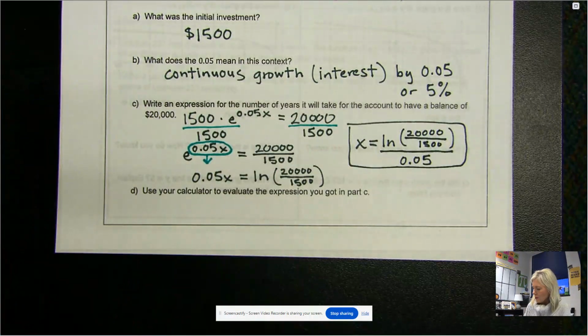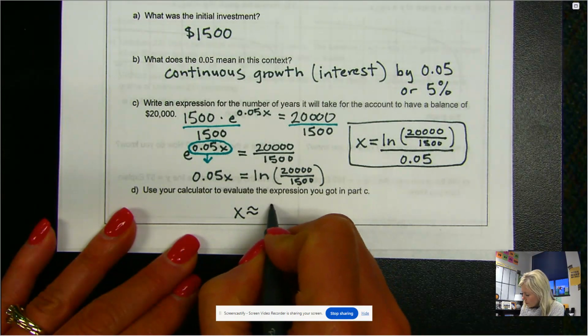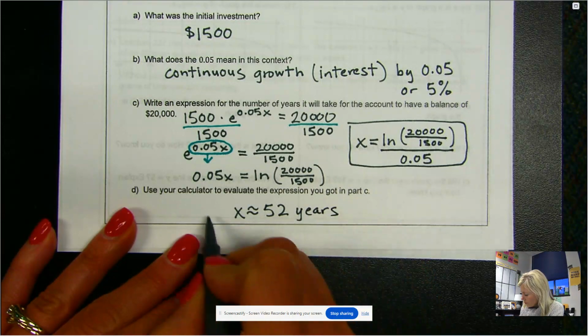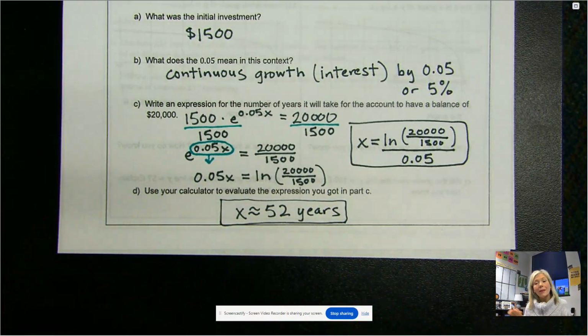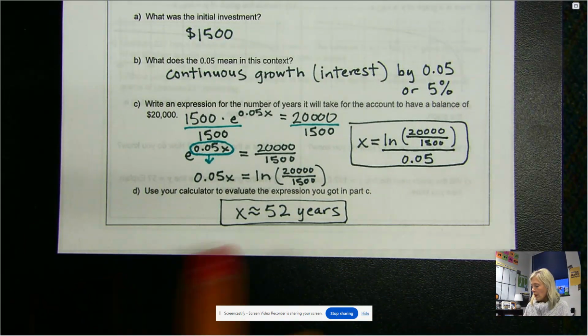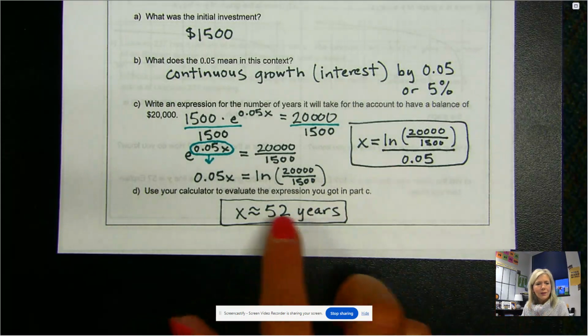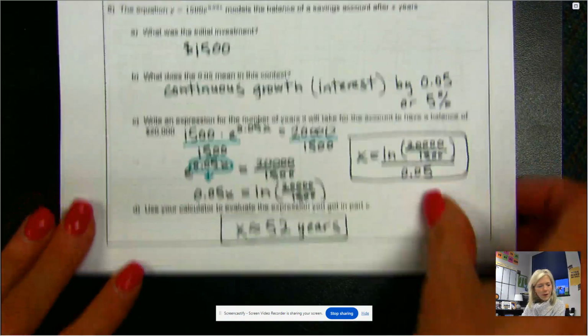51.8, so I'm going to say about 52 years. It doesn't say how to round it, so I could make that choice myself. I have all the work back here to support it. So as long as all of that work is shown, then however you round is kind of irrelevant. It's up to you, unless it says. Okay.